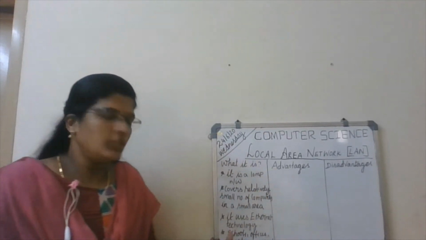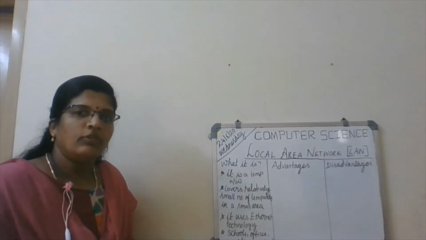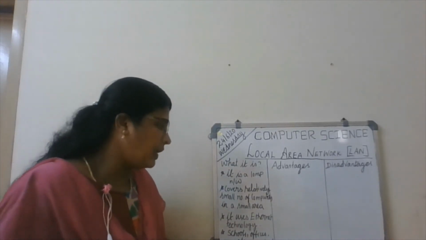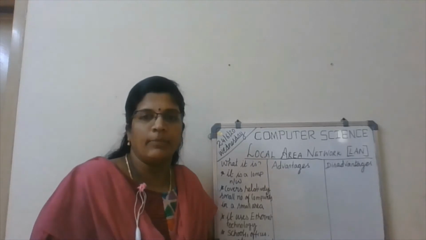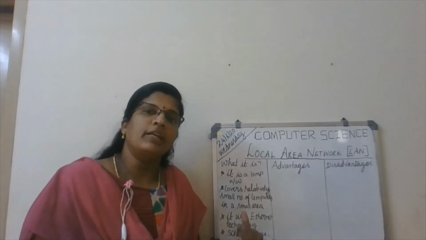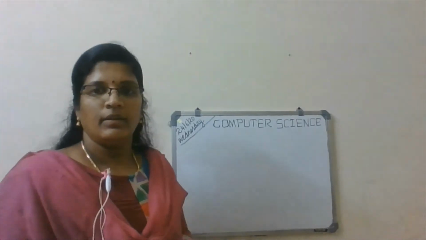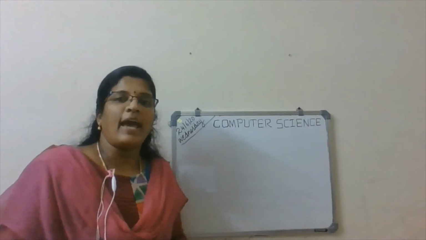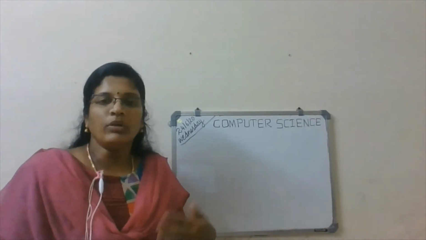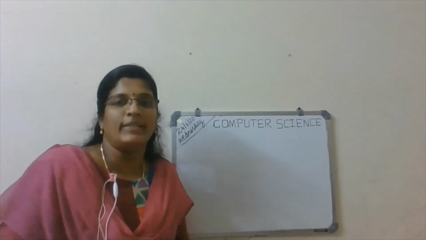All right, and the technology used here is Ethernet technology. And within a building, we may use the telephone lines or radio waves for communication. This is all about LAN. Next, we will study what are the characteristics of LAN. Before seeing the characteristics of a LAN, I would like to give you an example of how a LAN is connected.